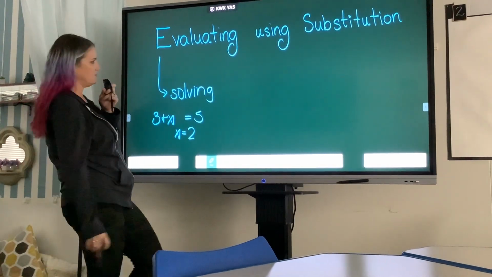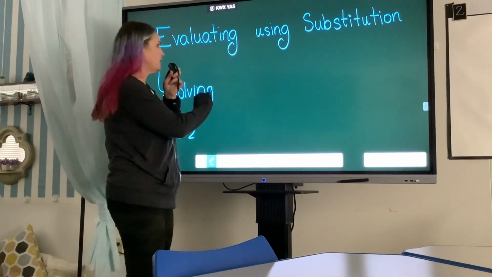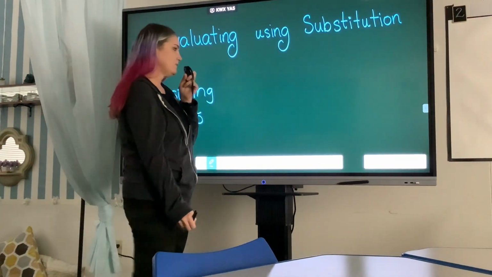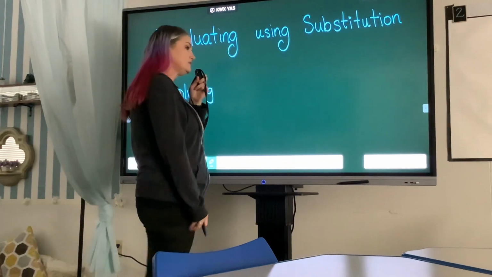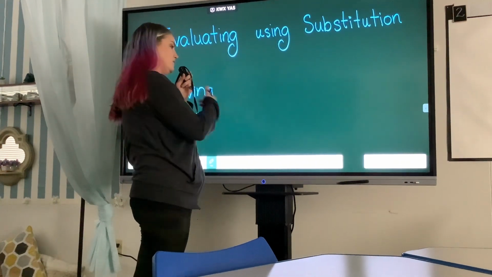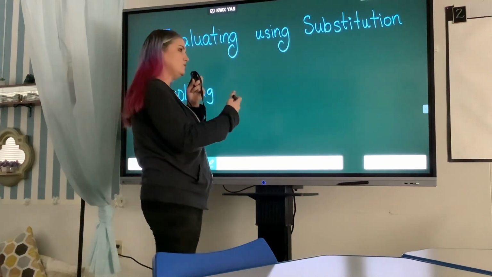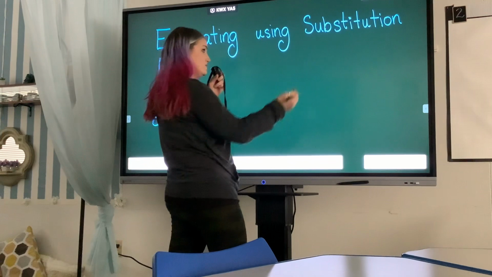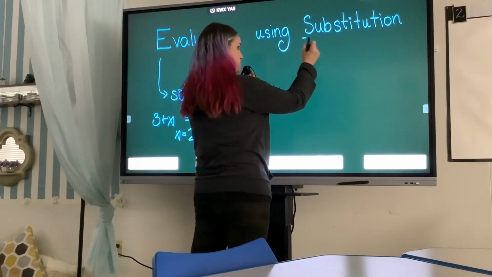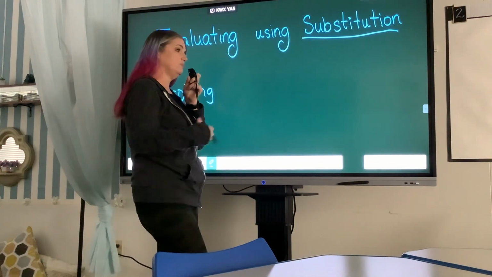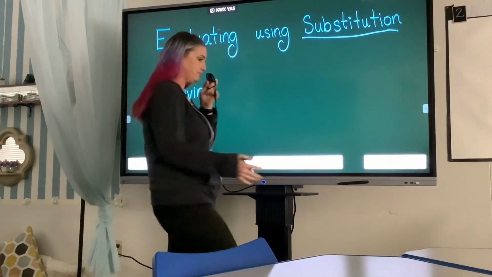Sorry for the messy writing. But today we're going to talk about evaluating expressions using substitution. So the instructions will usually say evaluate the following expressions, and they'll give you an expression and they'll tell you what the variables are going to be substituted for. So substitution is just what it is in sports and in everything else. There's something else in place of the original.